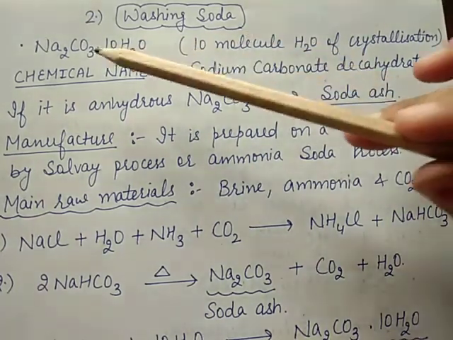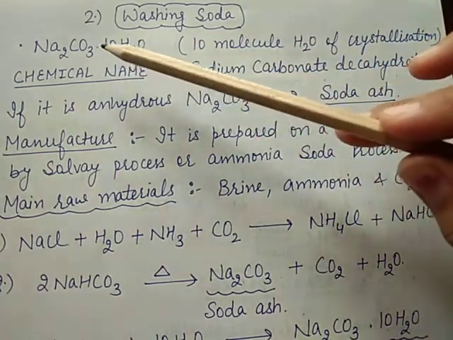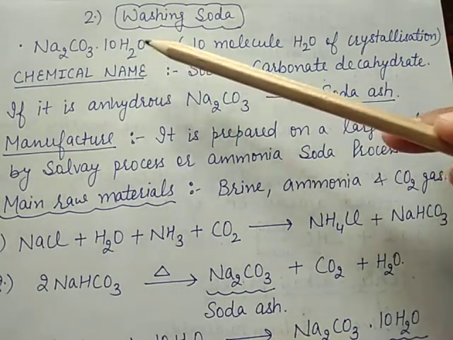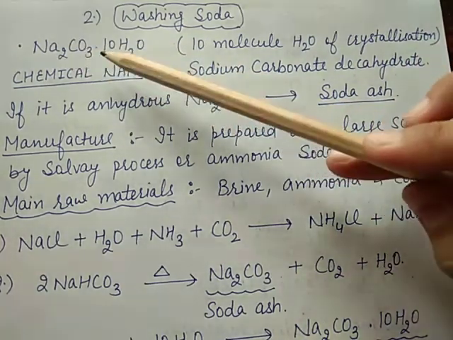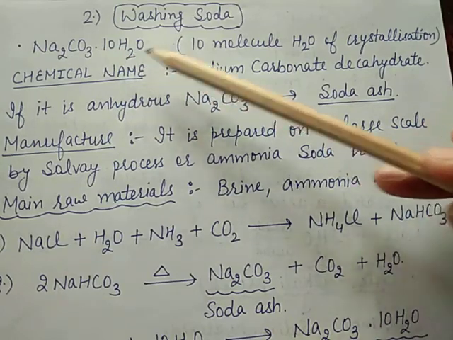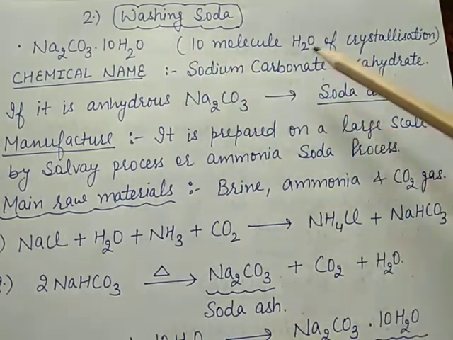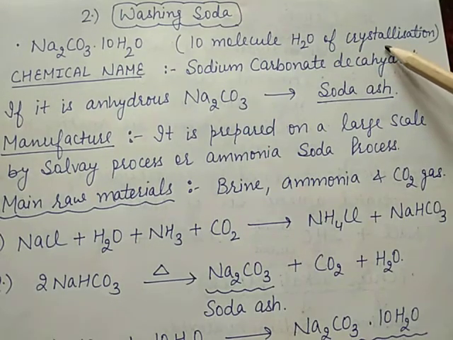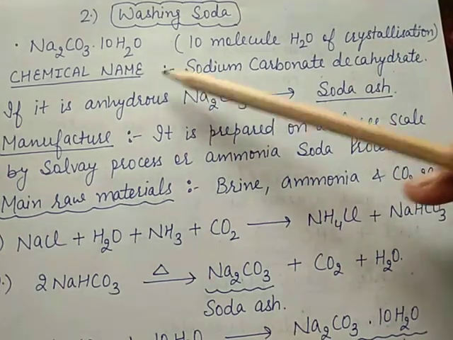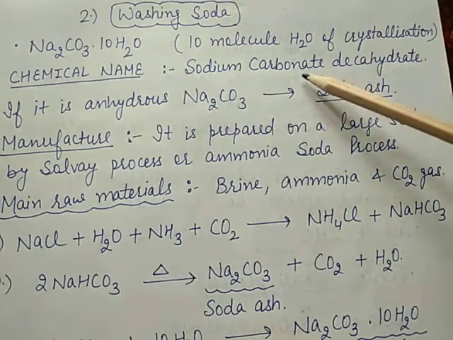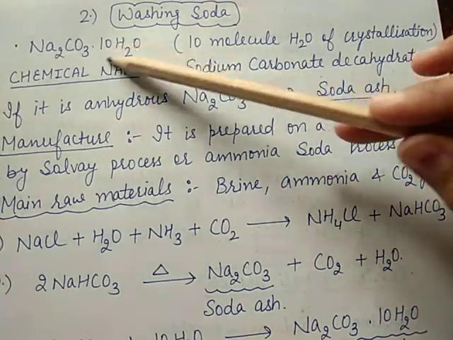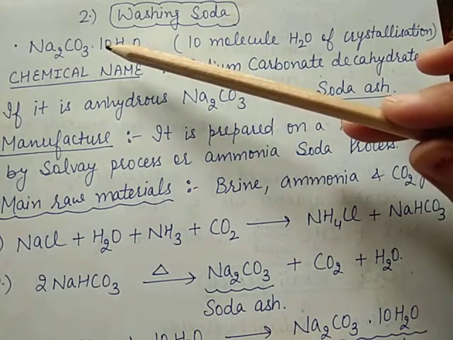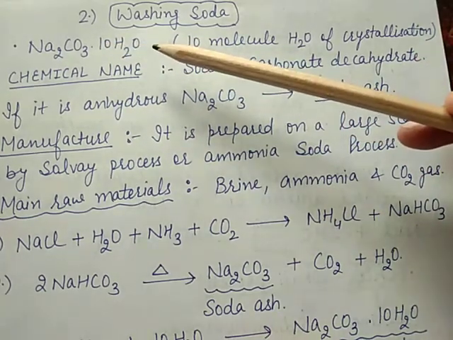The formula of washing soda is Na2CO3·10H2O. It means sodium carbonate with 10 molecules of water of crystallization. Its chemical name is sodium carbonate decahydrate. Deca means 10, hydrate means water molecule.